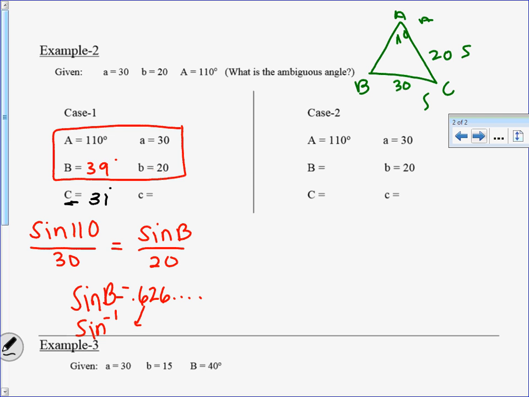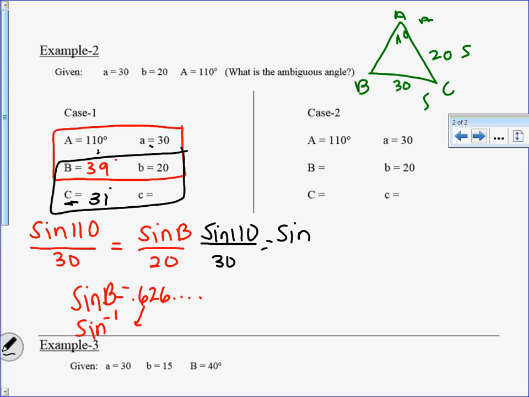Okay, that is a triangle, still subtract from 180. And again, do law of sines. So sine 39 over 20 is equal to, actually, I don't want to use that one, because I found that 39 and I'm afraid that that might be wrong. So I'm actually going to use the one they gave me. So I'm going to do sine 110 again over 30 is equal to sine C this time, which is 31, over little c. When you cross multiply and solve, you should get 16.443 for little c.